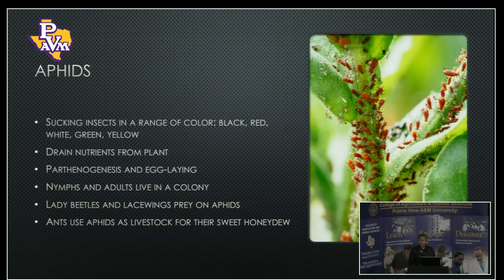Something interesting is that ants will actually use aphids as a form of livestock, because aphids produce a sticky substance from the food that they eat called honeydew, and you can actually eat that if you see it on plants. You can eat it. It's perfectly fine. I would do that. I'm an entomologist though, so.